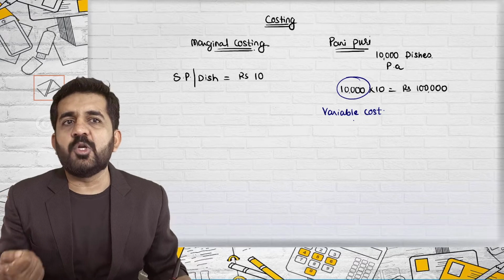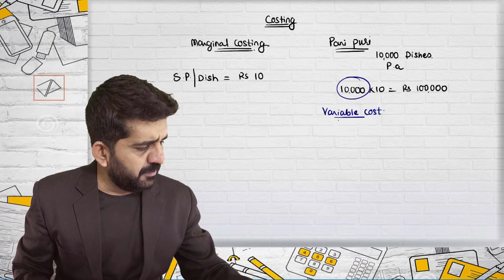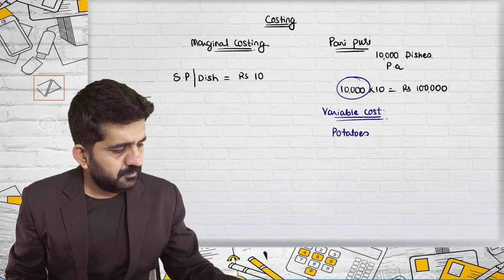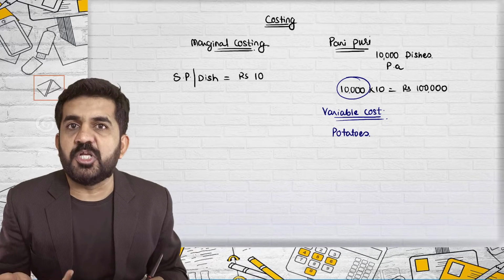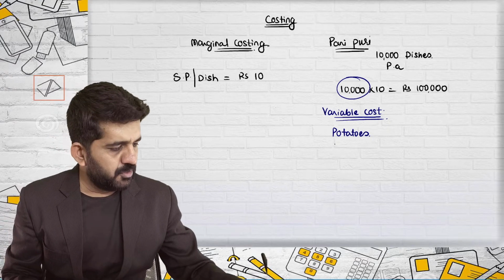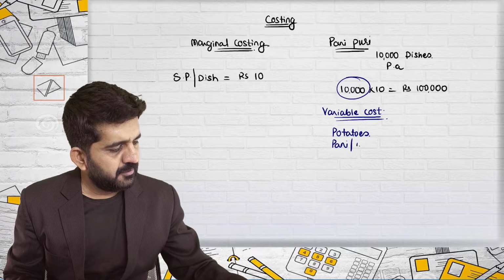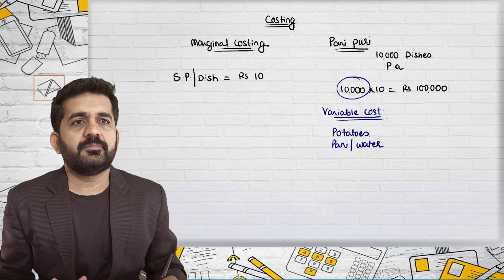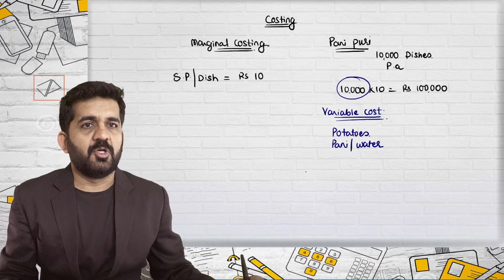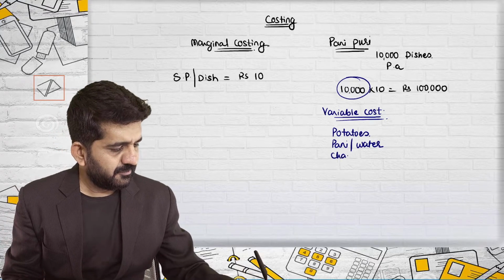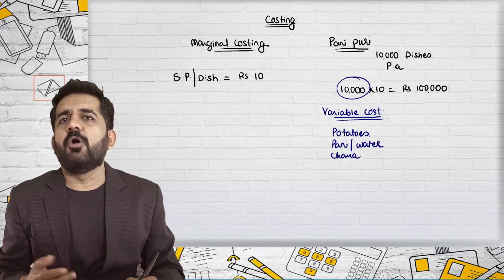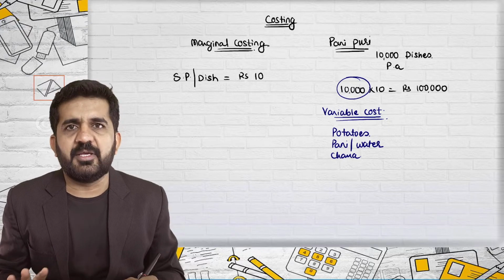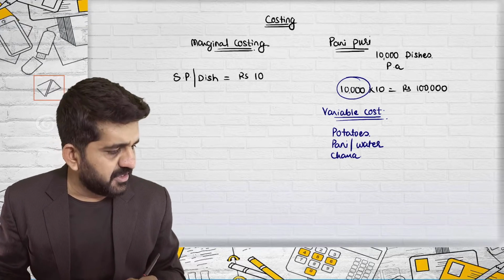What will be variable cost in our business? In our business, variable cost will be potatoes, right? If we want to manufacture more dishes, we'll have to purchase more potatoes. Pani, cotton. Can any other student help me? Variable cost. Chana? Basically raw materials. Raw materials will be my variable cost. No other cost will be variable cost except raw material as far as my business is concerned.